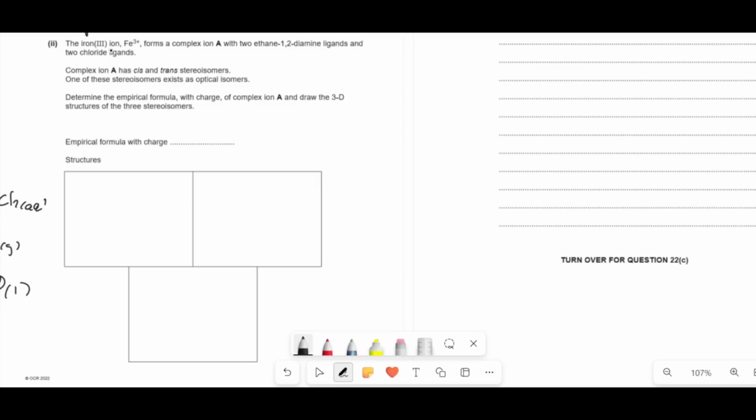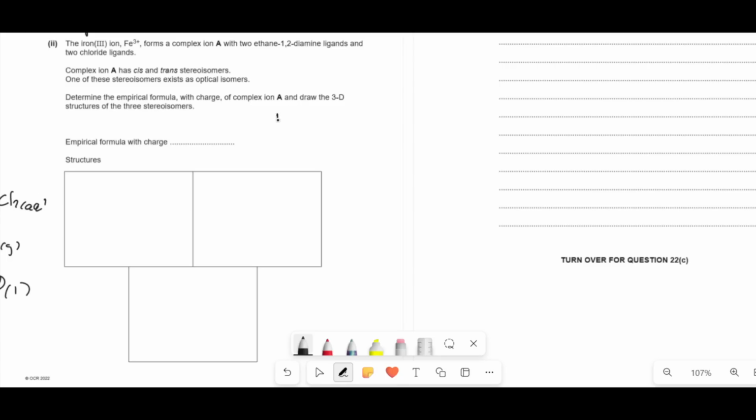So the ion Fe3+ forms a complex ion with 2 ethane-1,2-diamine and 2 chloride ligands. Complex ion A has cis and trans stereoisomers. One of these exists as optical isomers. Determine the empirical formula with the charge of complex ion A and then draw the 3D structures of these.